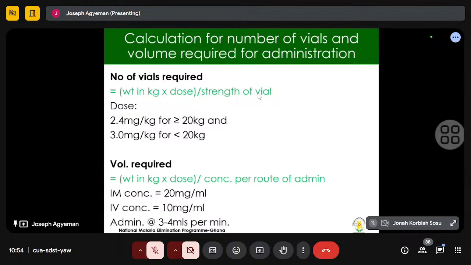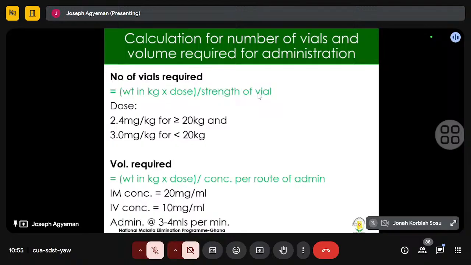So for example, let's say you have a patient weighing 70 kg, there is a formula for the calculation for the number of vials for that patient. And this is the formula. So the numerator is the weight of the patient times the dose. So for an adult patient who is more than 20 kg, say 70 kg, you put 70 here, then the dose is 2.4. So 2.4 times the weight divided by the strength of the vial available.